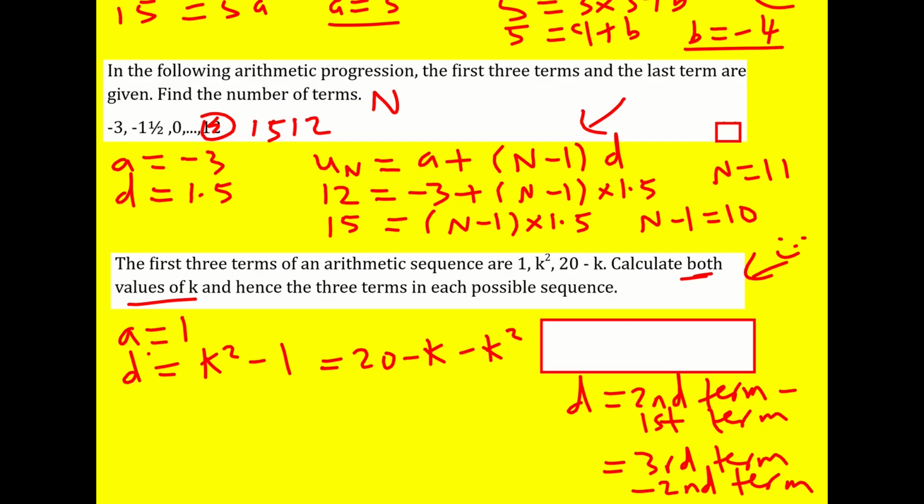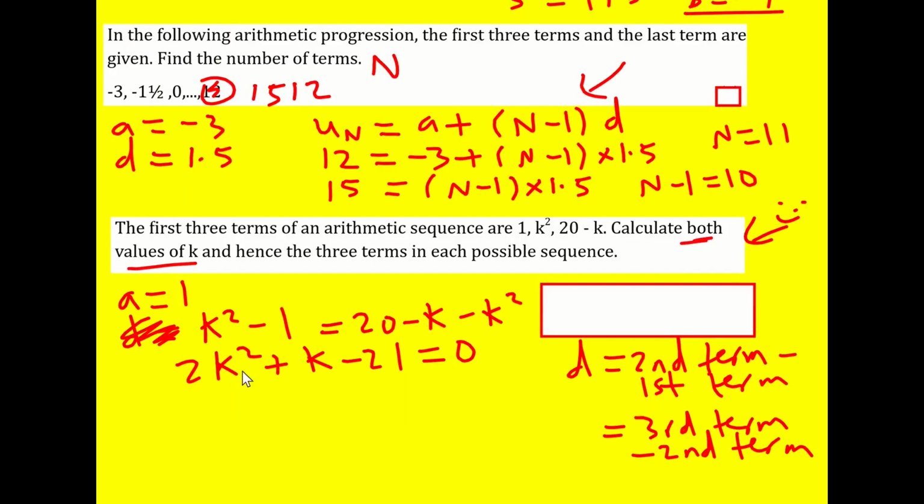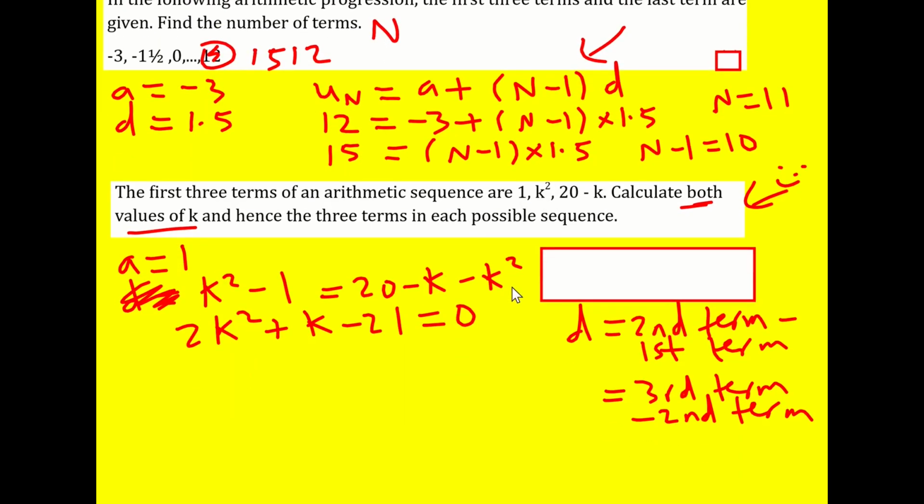In fact, we can just cross out the d now. Not really interested in that. I'm interested in finding the value of k. So I've got a quadratic to solve. I'm going to rearrange it to 2k squared plus k minus 21 equals 0. We're back to first year A level, solving a quadratic where the coefficient is not equal to 1. Different methods for doing this. I just like let's just go for it and try some numbers method.